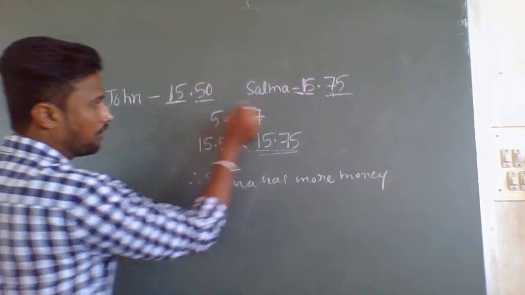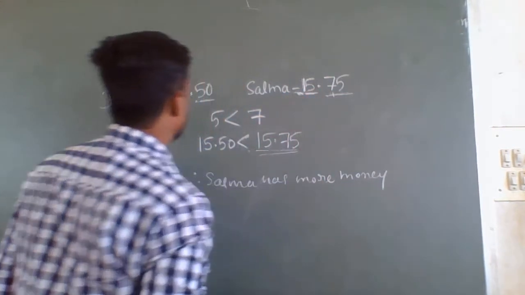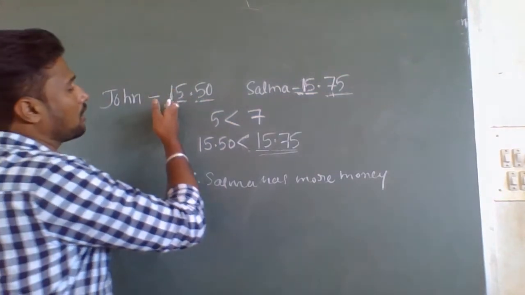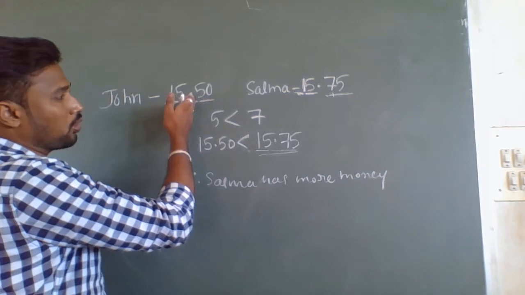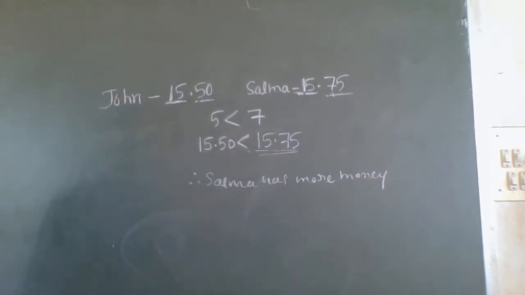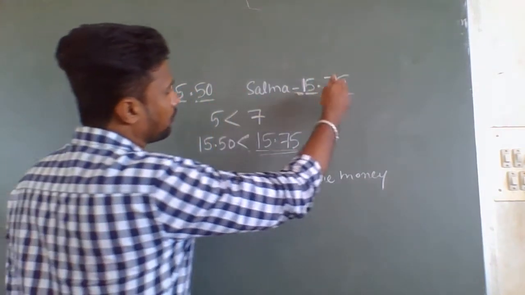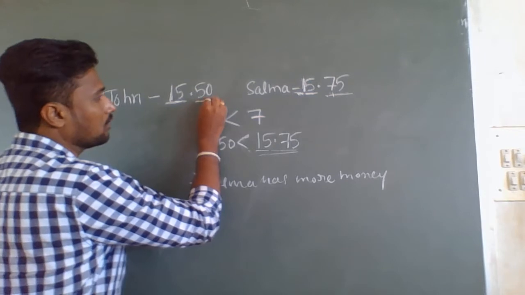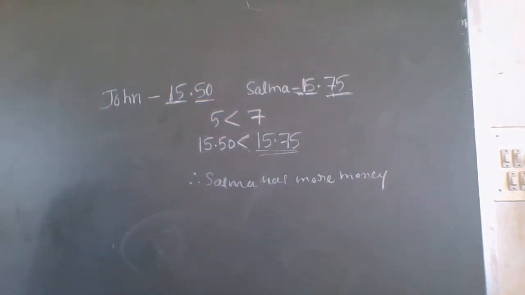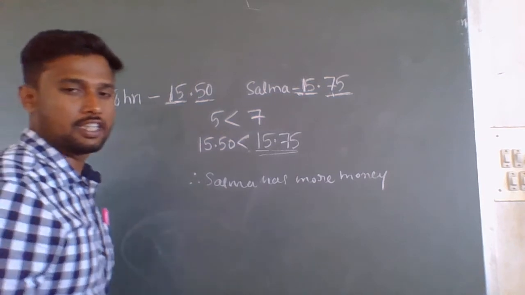Here also this is 5 and here also this is 5. So what we got to know here? The left part of the decimal point has the same values, the same numbers. So we need to check the next, the right part of the decimal point. Here 50 is there, here 75 is there. So we need to check the right part of the decimal point.